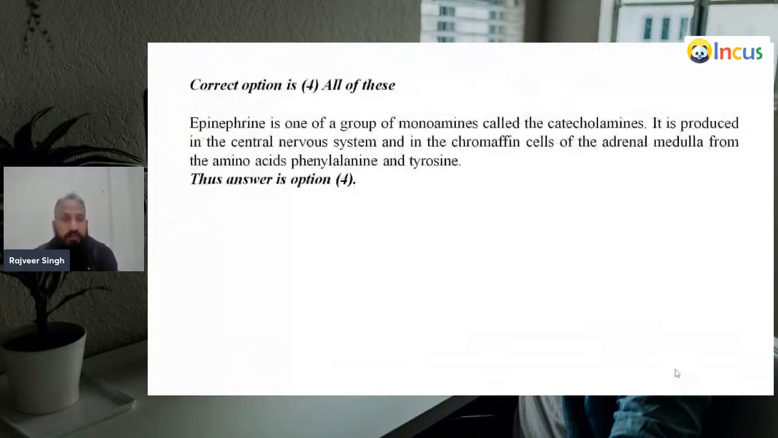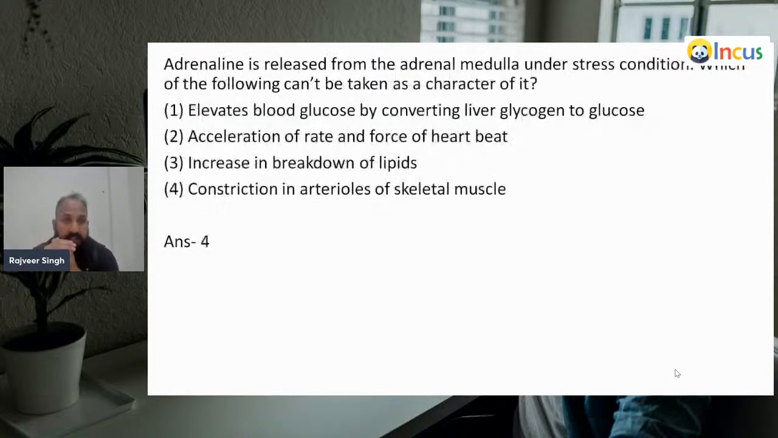So you should know that epinephrine is one of the group of monoamines called catecholamines. It is produced in the central nervous system and in the chromaffin cells of the adrenal gland, the adrenal medulla, from the amino acids phenylalanine and tyrosine. So the fourth answer is right. Next one.